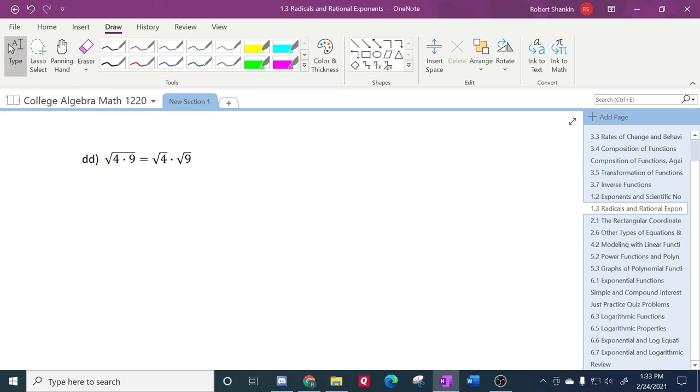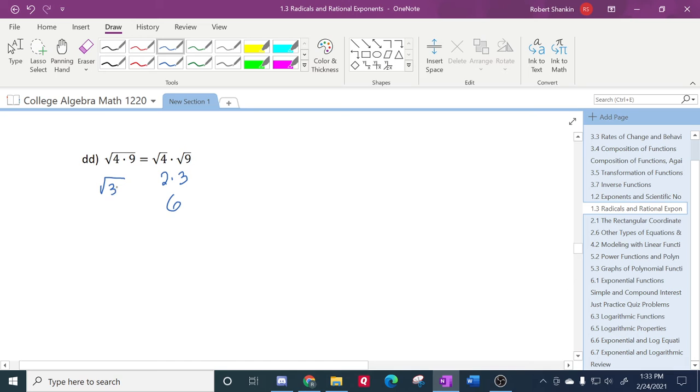Alright, time's up. So the one on the right is easy to see. The square root of 4 is 2. The square root of 9 is 3. 2 times 3 is 6. The one on the left, you can't do it the same way. It doesn't mean square root of 4 times square root of 9. It means the 4 times 9 has to happen first.